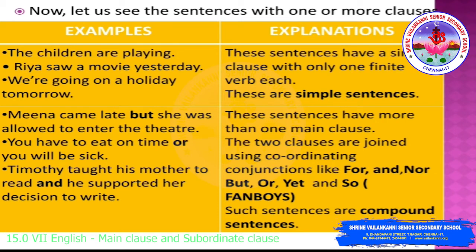Again, a complete sentence. So these two main clauses are joined using coordinating conjunctions like for, and, nor, but, or, yet, and so. You can remember these as FANBOYS also. F for for, A for and, N for nor, B for but, O for or, Y for yet, and S for so. So such sentences are compound sentences.